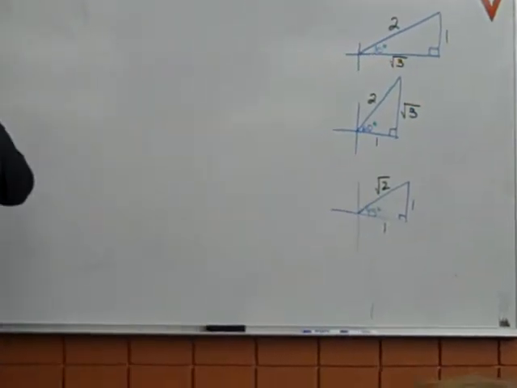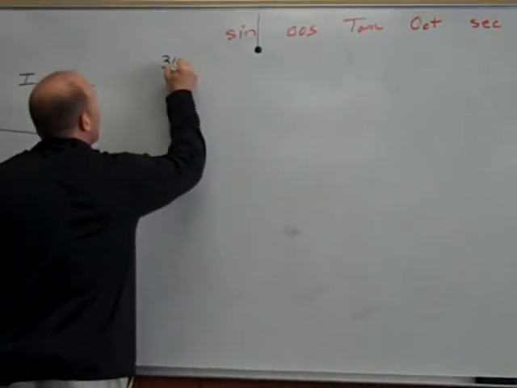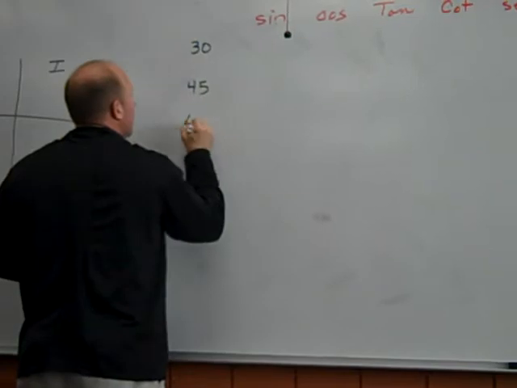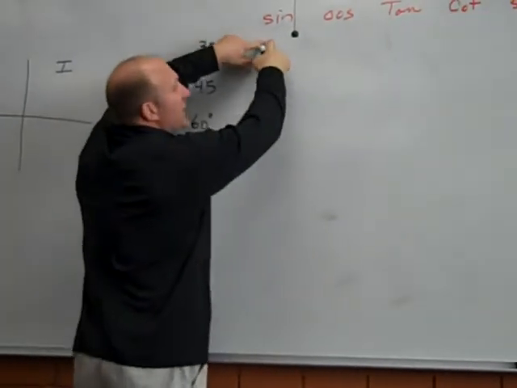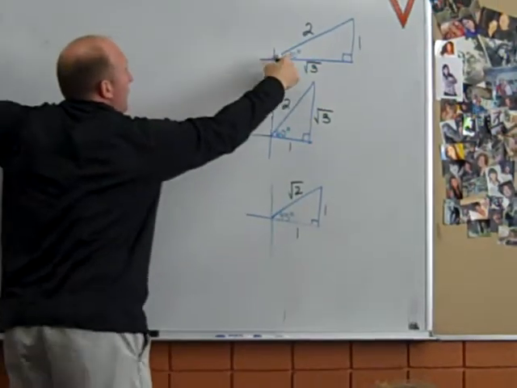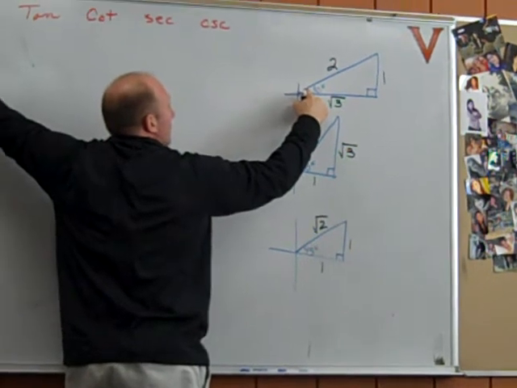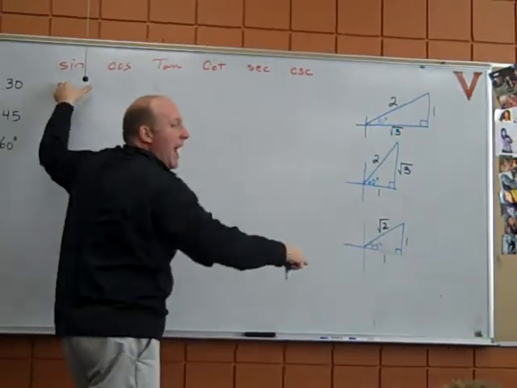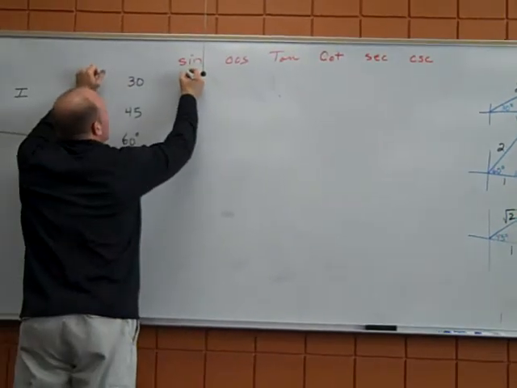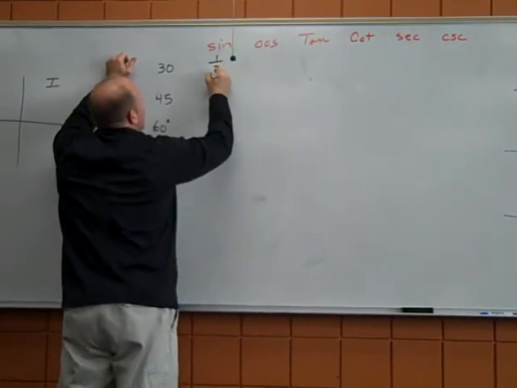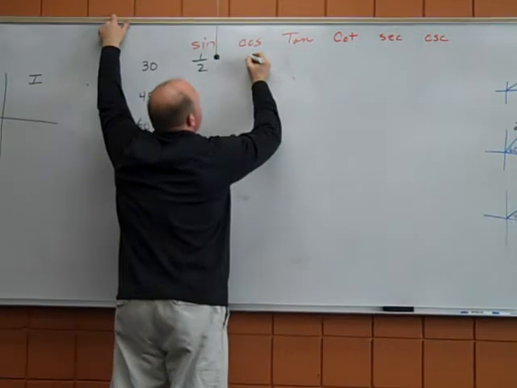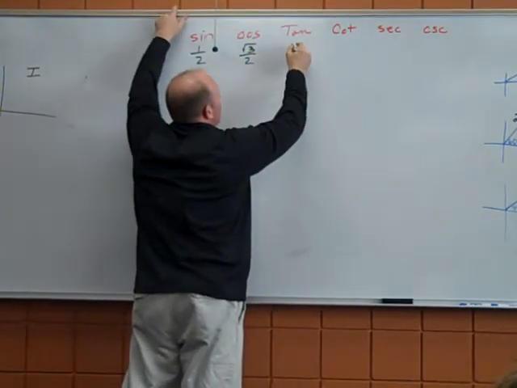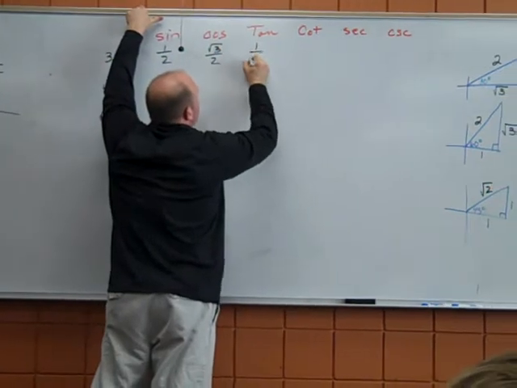So if I said, okay, let's do it. 30 degree. So 30 degree, what's sine? So I go to my 30 degree angle. Sine is what? So, opposite over hypotenuse: 1 over 2. What's my cosine? Square root 3 over 2, yes. Tangent? 1 over square root 3.